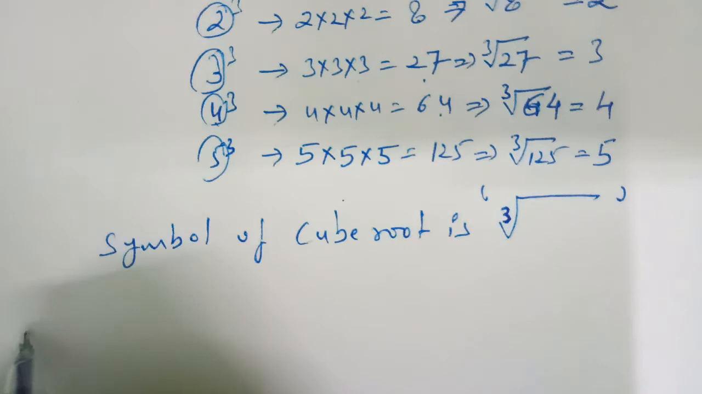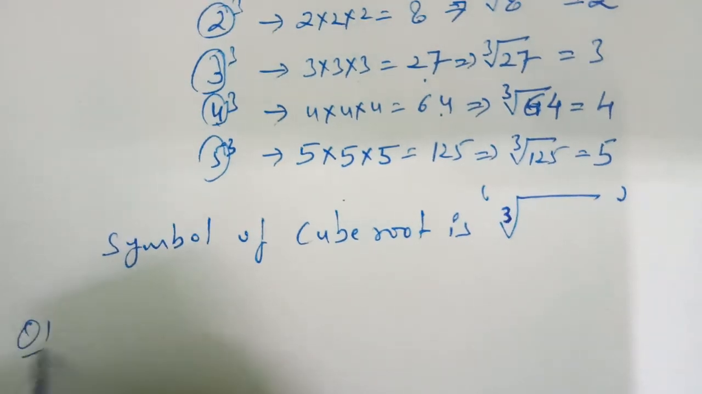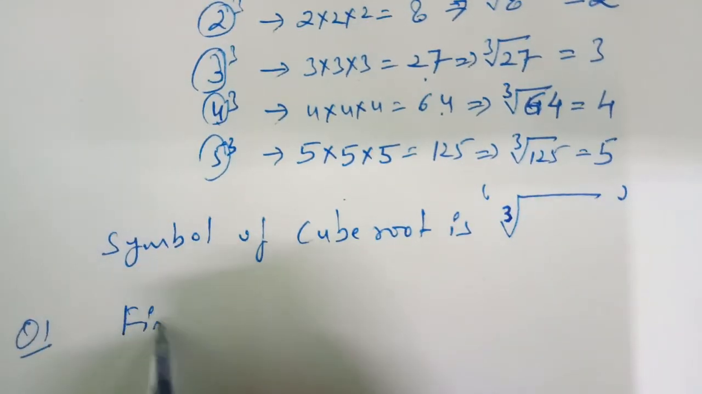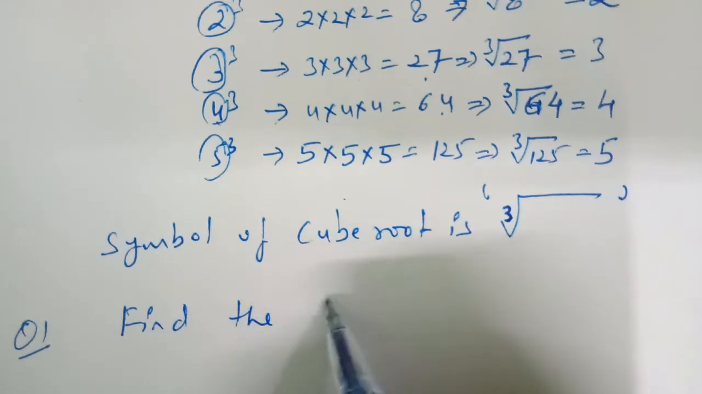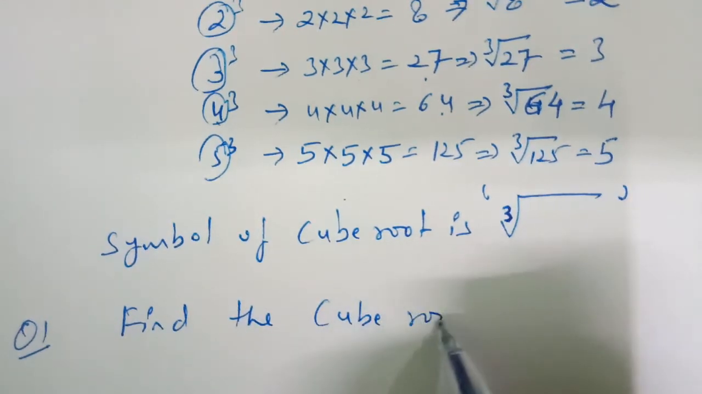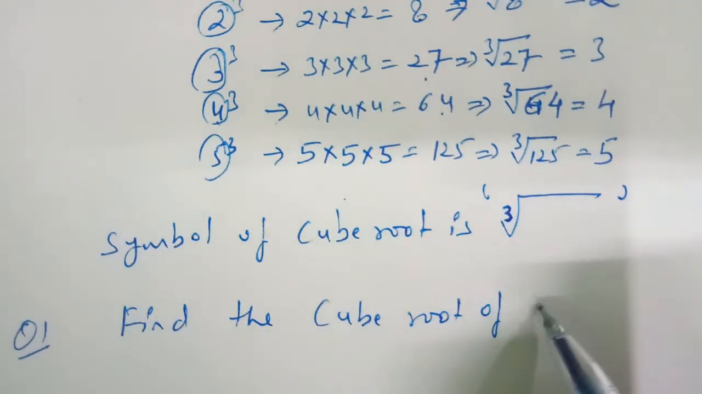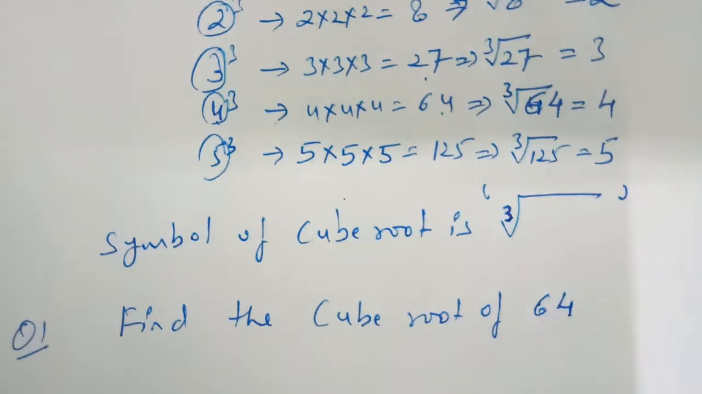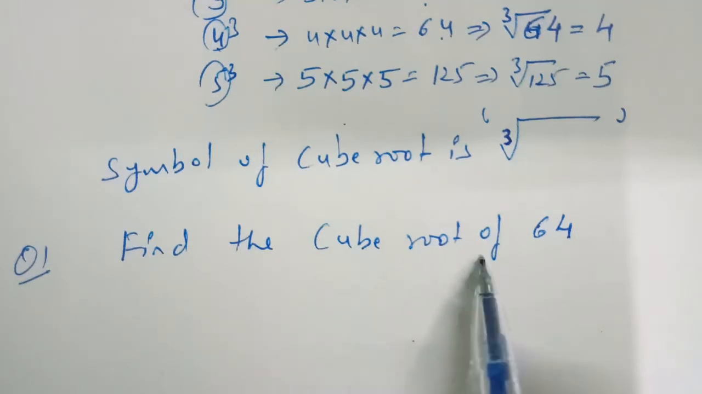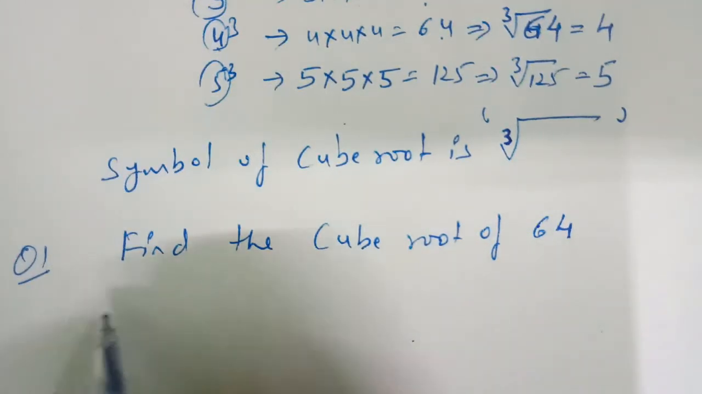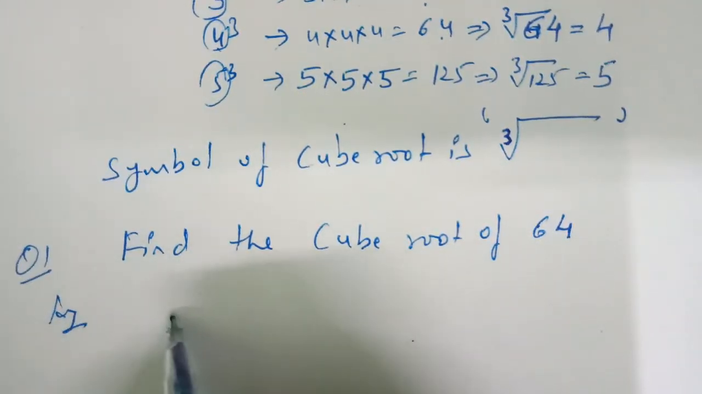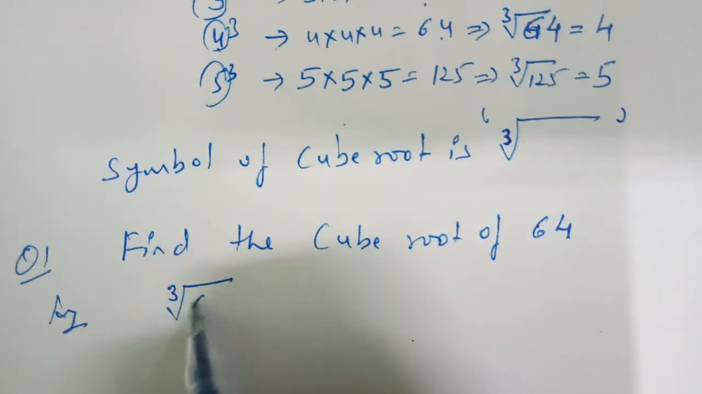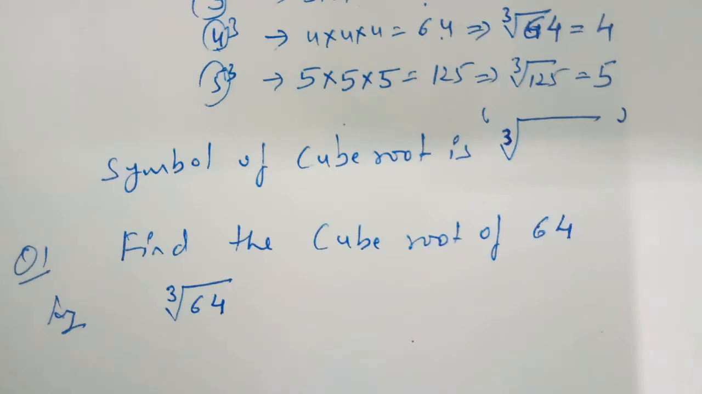So let us take an example. Question number 1. Find the cube root of 64. It is written, find the cube root of 64. It means, let us do the solution. We have to find the cube root of 64. It means we are going to write it like this.